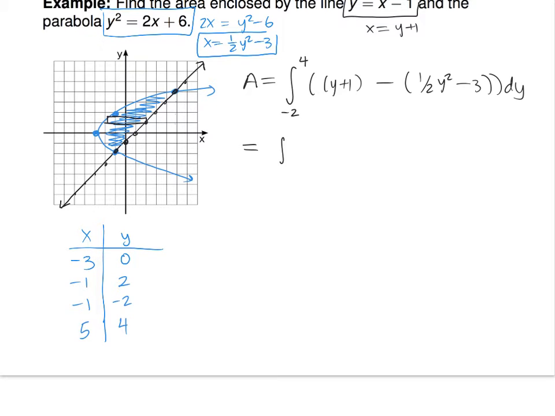So integral from -2 to 4, we got -1/2 y squared plus y plus 4. Do you guys agree with my simplification? Okay. Because we're going to run out of time otherwise, I'm just going to say dot, dot, dot. This eventually becomes 18.